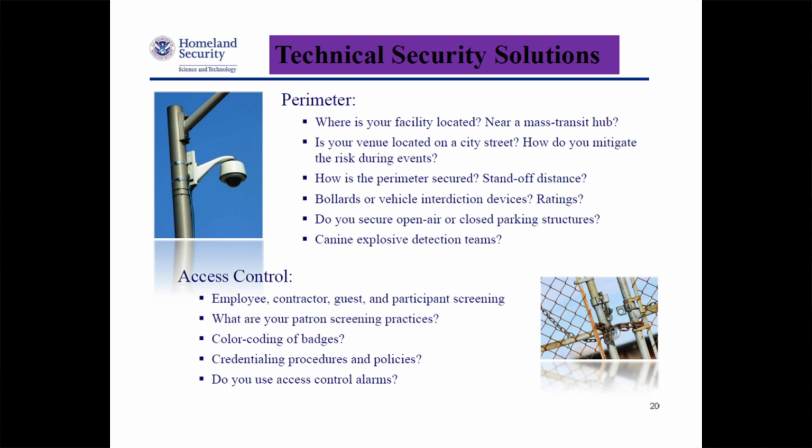Do you have open air or closed parking structures at your facility? How do you secure these structures or parking lots? As I mentioned earlier, you might use canine explosive detection teams as part of your security procedures. When are these teams deployed? How many teams and personnel do you typically use? How are they trained? Are they certified?